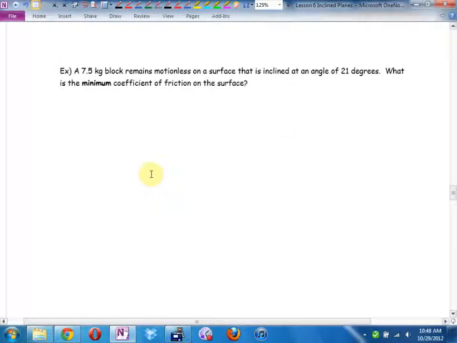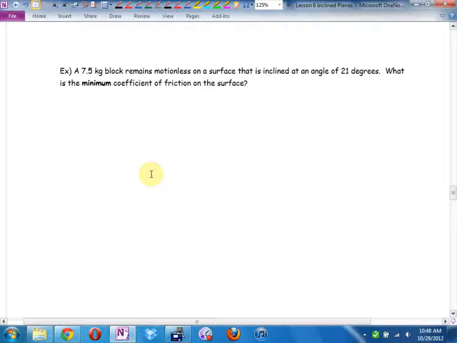Okay, a 7.5 kilogram block remains motionless on a surface that is inclined at an angle of 21 degrees. What is the minimum coefficient of friction on the surface? So now we're asking, what would you need as a mu to keep your traction? Replace the word block with a human being standing with running shoes. How sticky do the running shoes have to be so they don't slip down the hill? Okay. How are we going to start this off? I think we're going to DULP. What did DULP stand for?